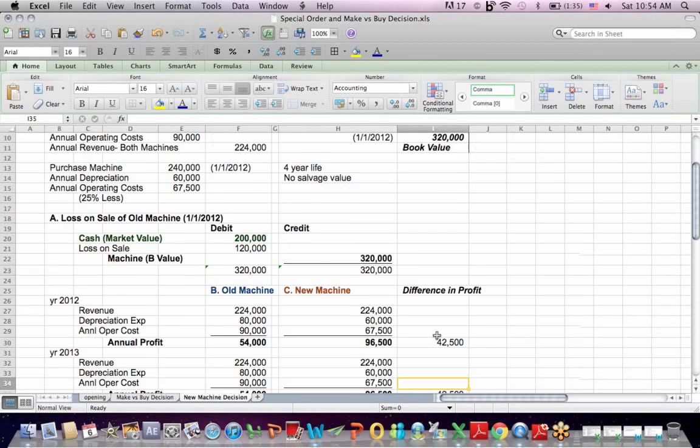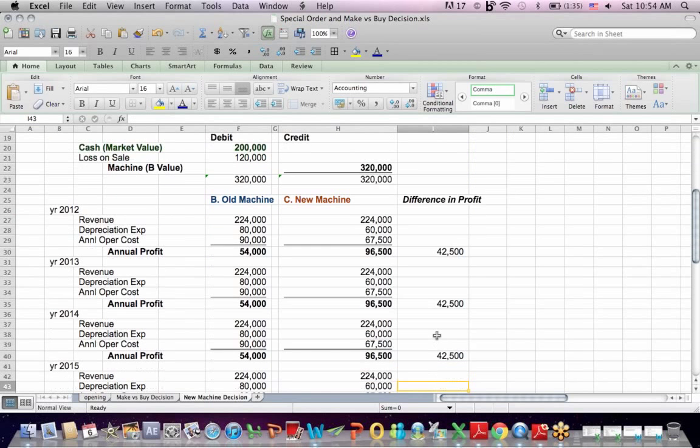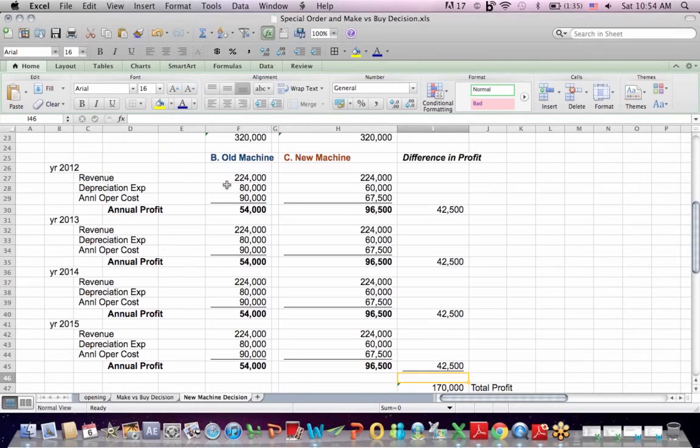Now, things get a little more complex when we throw in some other factors here. So we look at the old machine versus new machine, and we look at the difference in profit each year. And there's an assumption here that the revenue being produced by the machine is the same, $224,000 a year. You'll note that the depreciation expense is a little different. The old machine depreciates more. And we also see that the new machine has less operating cost, $67,500 versus $90,000. So not surprisingly, the new machine is contributing more to profit each year.